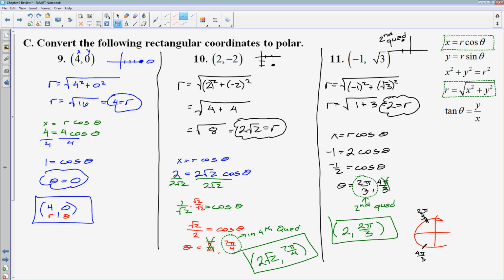Good, good? Good, good. Now let's see, is that all of it for this one? I think it is. Yeah. All right, so there is converting points from polar to rectangular and vice versa.